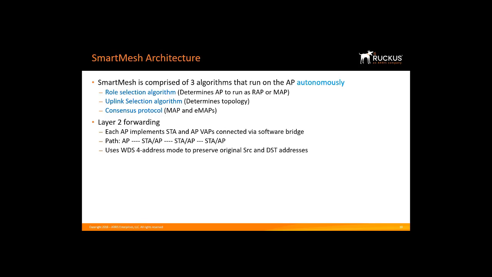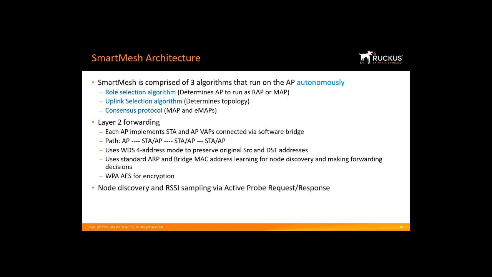and the AP. The mesh uses WDS for address mode to preserve the original source and destination addresses by referring to Layer 2 addresses. The mesh uses standard ARPing and standard bridge MAC addresses for learning and node discovery, and for making forwarding decisions. SmartMesh uses standard WPA AES encryption, node discovery, and RSSI sampling via active probe request and response is used for evaluating each path. 802.11h is used for coordinating channel changes.